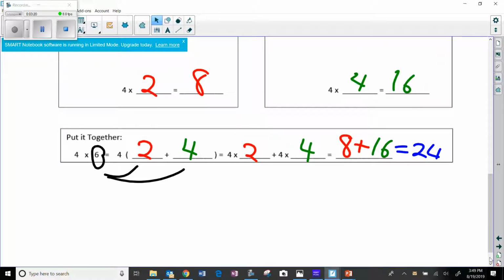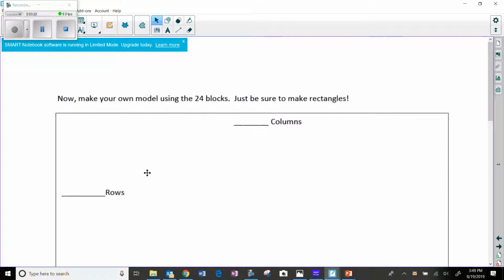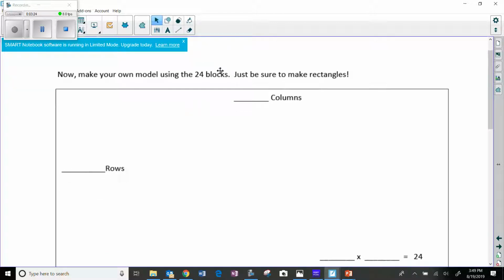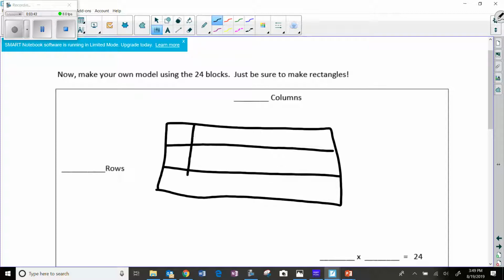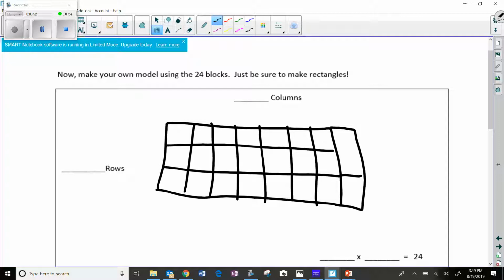Okay, so for your assignment, you were supposed to come up with your own array using 24 blocks. You could do the 4 by 6, or you could get creative and do, say, a 2 by 12 or an 8 by 3. It's really up to you. And if you want to just draw an array like this, I'm going to do the 3 by 8. 1, 2, 3, 4, 5, 6. 1, 2, 3, 4, 5, 6, 7. Oops, didn't quite make it. No worries. We're just going to add to it.